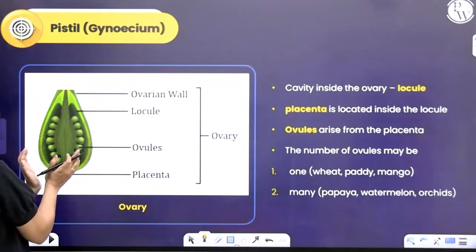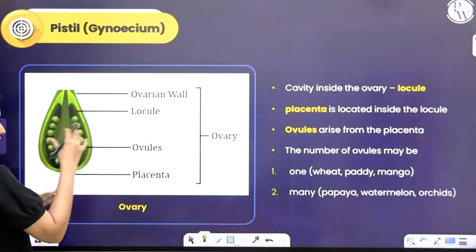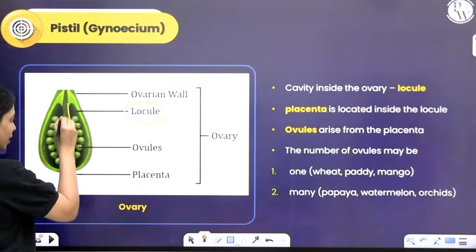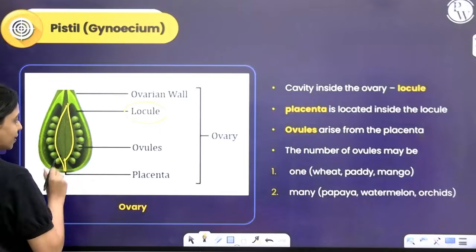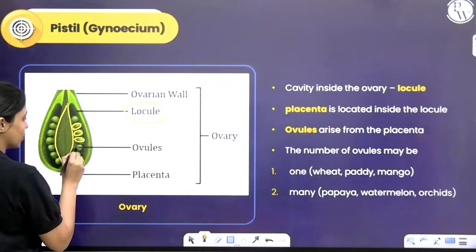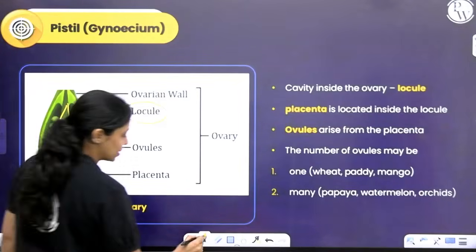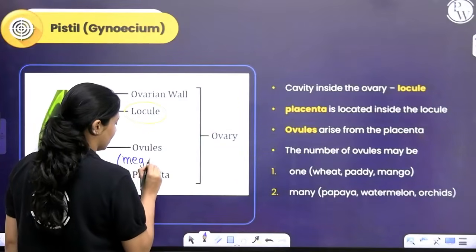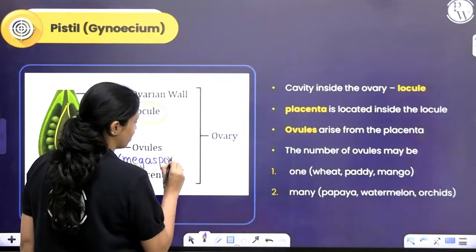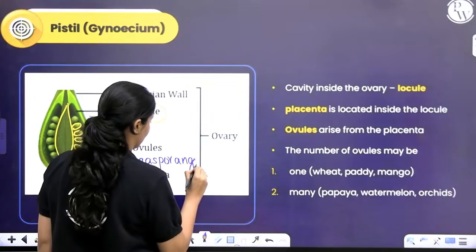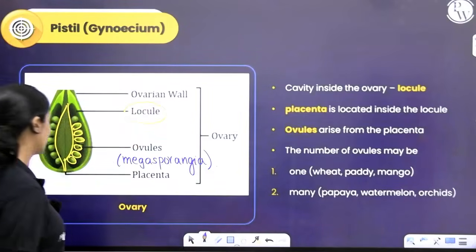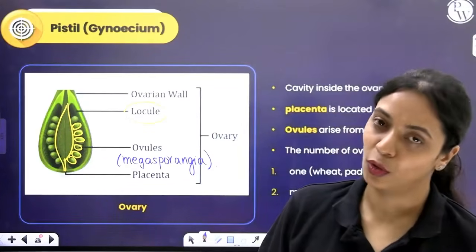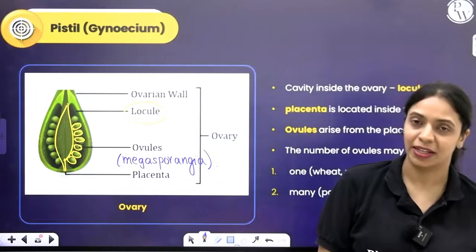As you can see, there is a wall, the ovary wall. Inside that, there is a cavity which we call the locule. And inside the locule, here you have this fat placenta. To the placenta, ovules are attached. Ovules are nothing but the megasporangia. It is within the ovules that megaspores get produced.